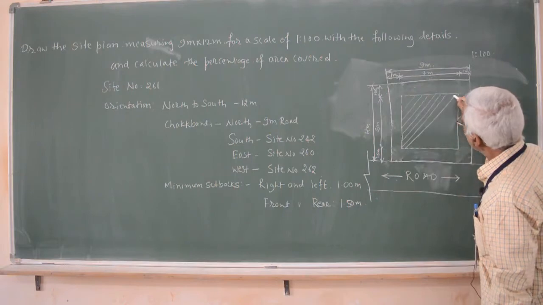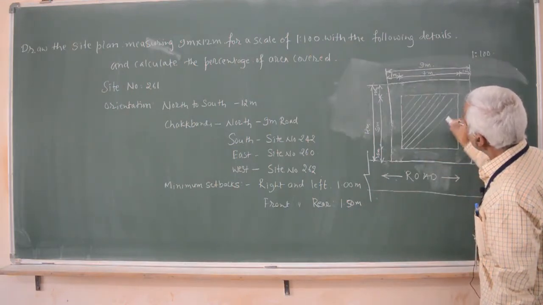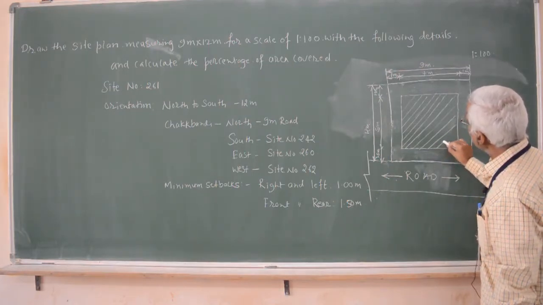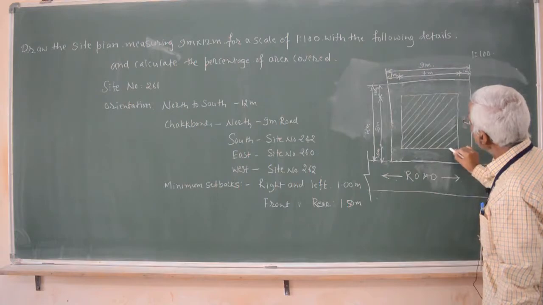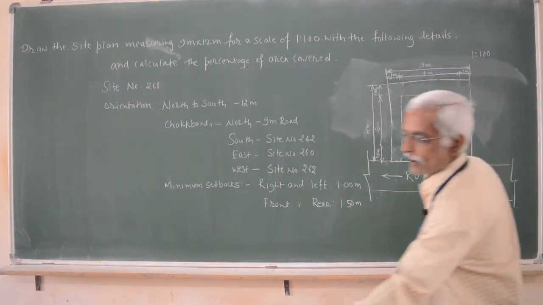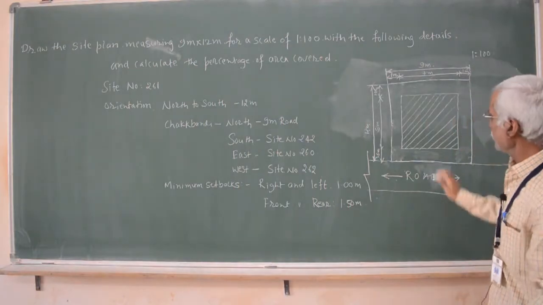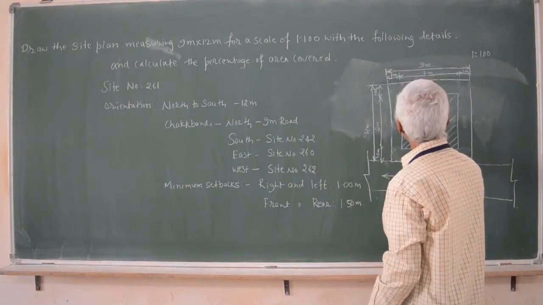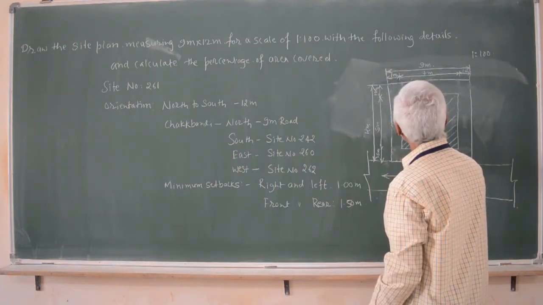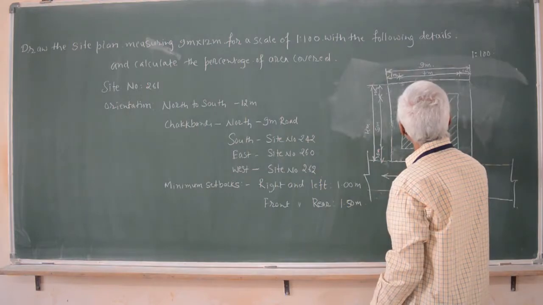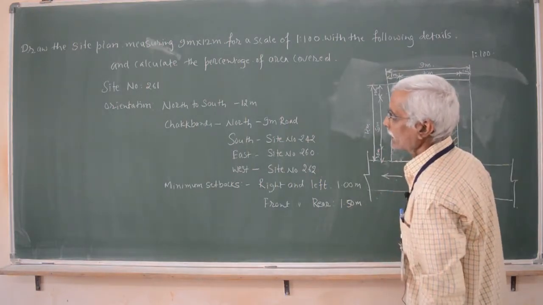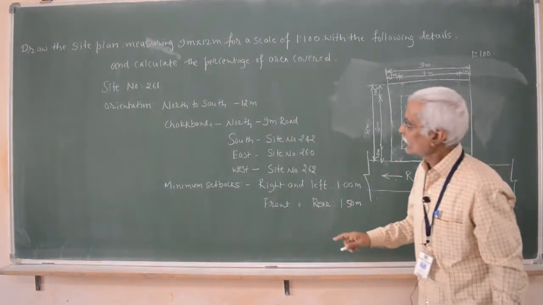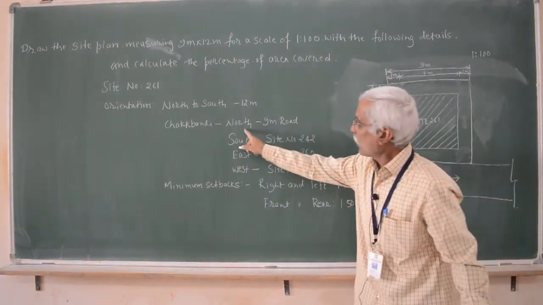You have to draw like that, and it should be 45-degree, and the distance between two inclined lines should be equal. Now it is your building line. Now it is your building. Here you have to write your site number, and all lettering should be in capital only. Site number 261, and here they have given north 9 meter road.